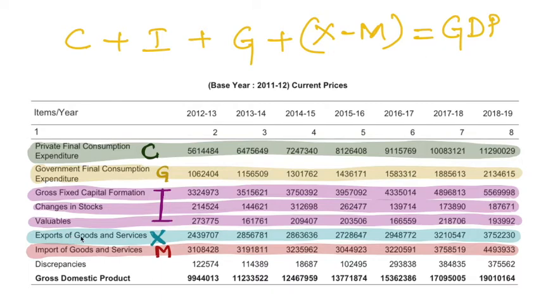And you also have exports of goods and services, which is X, and import of goods and services, which is M. If you take the difference, that becomes net exports. You have this for different years, and these values are measured in current prices. Current prices means the value of GDP in 2012-13 is measured in that year's price, and 2013-14 is measured in that year's price, likewise for the other years.